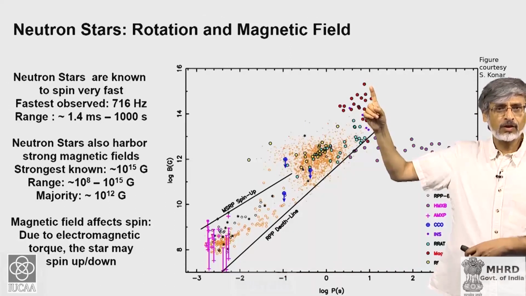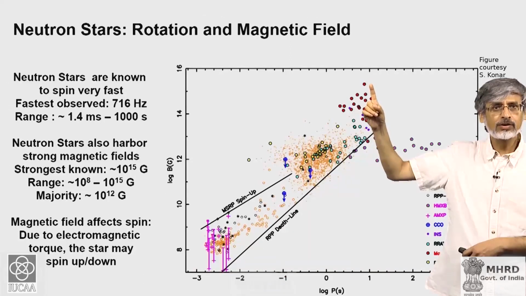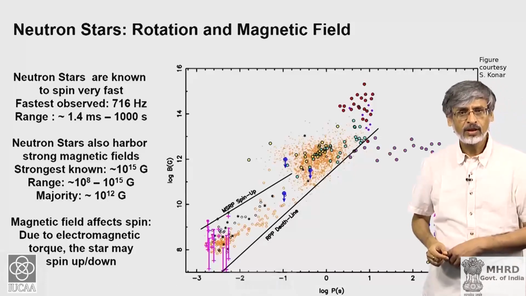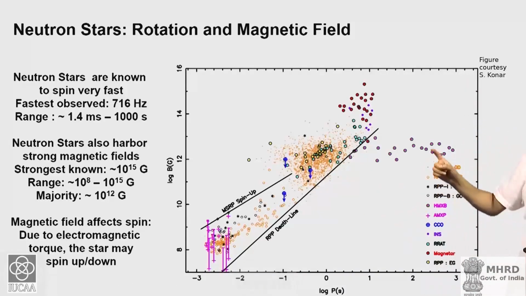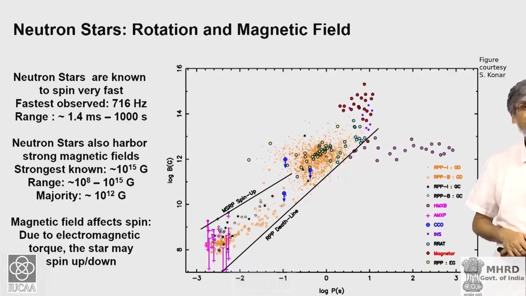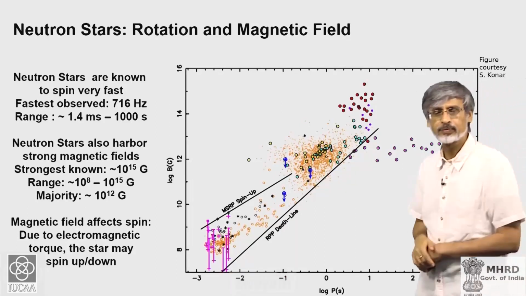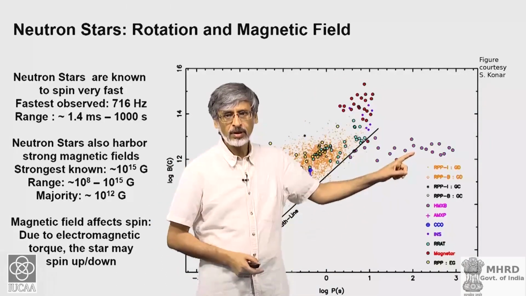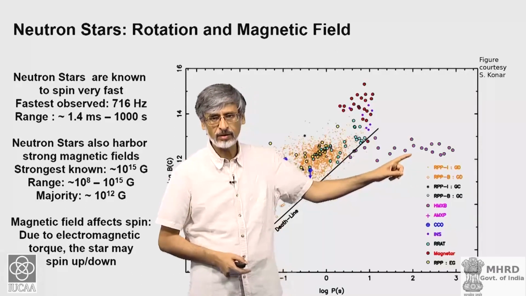The spin periods are of the order of 10 seconds or so, with magnetic fields going even above 10 to the power of 15 Gauss, which is an extremely strong magnetic field. And the slowest neutron stars known are somewhere here, where the spin goes to about 1000 seconds, and all these neutron stars with slow spin, which we see, happen to be in binary systems.